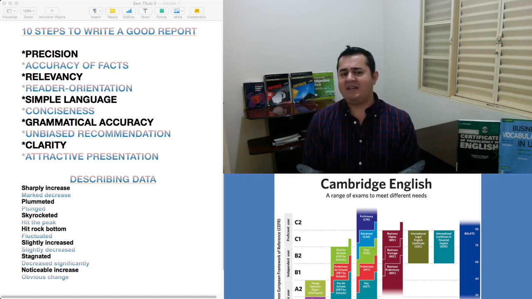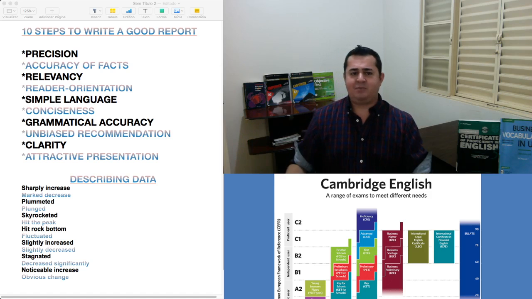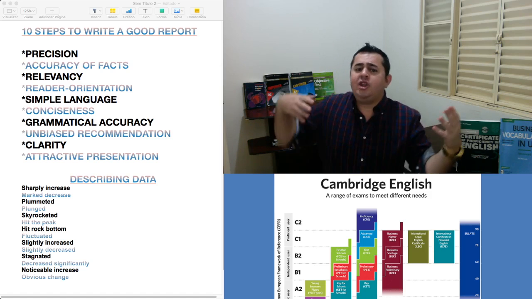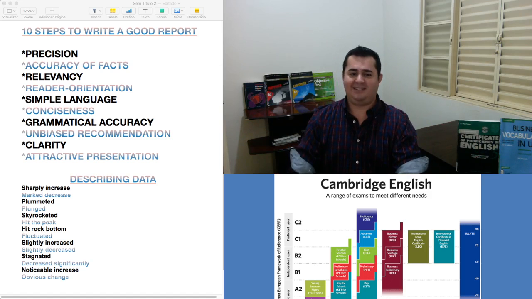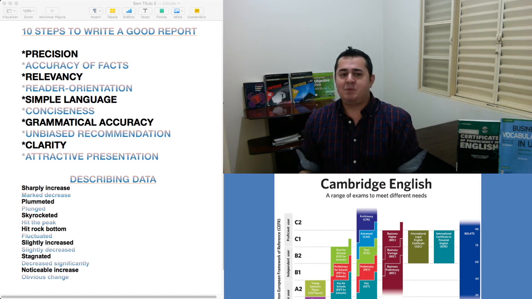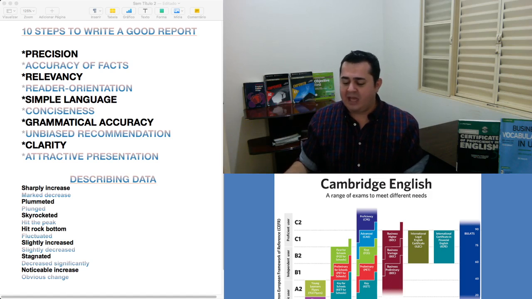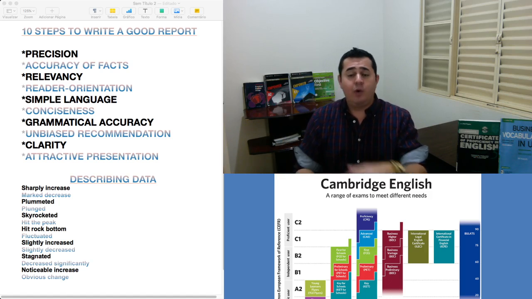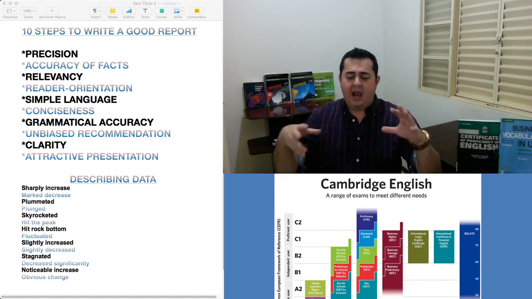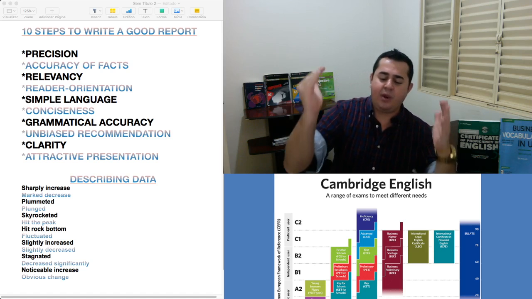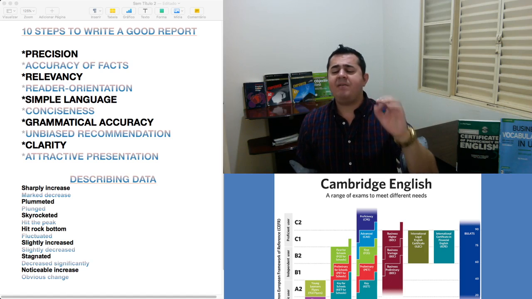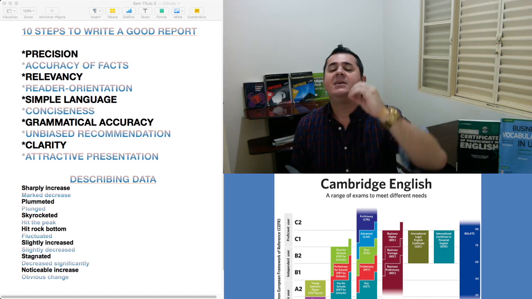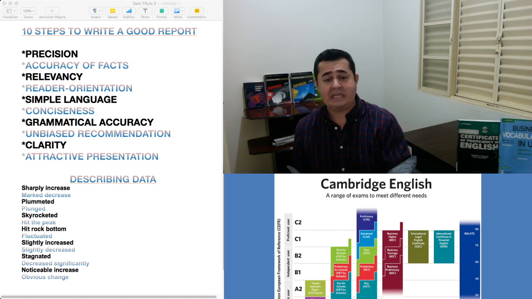Number 3, relevancy. The facts presented in a report should not only be accurate, but also relevant. Because sometimes people put in irrelevant facts and make the report confusing, likely to be misleading, you know. You don't want to do that. You want to make a proper decision when you read a report. So you have to make sure that everything on that piece of paper is relevant when you're making a decision, alright?